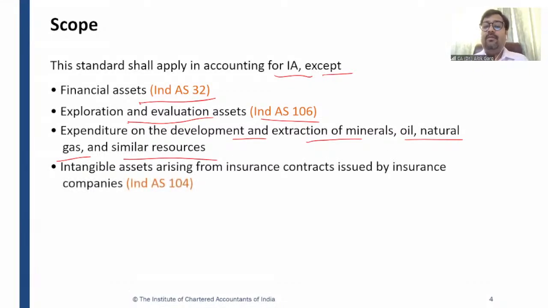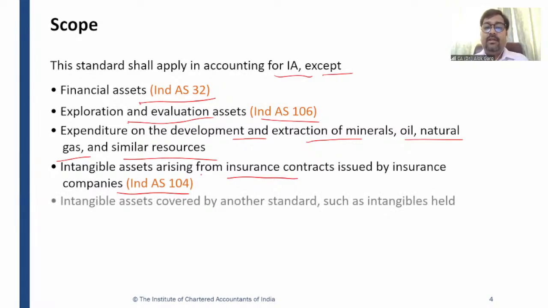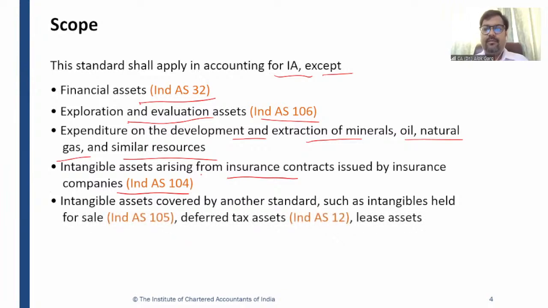Intangible asset arising from insurance contract by insurance companies. Again, it is covered under Ind AS 104 and hence it is not covered under Ind AS 38. Intangible asset covered by another standard, such as intangible asset held for sale, right?